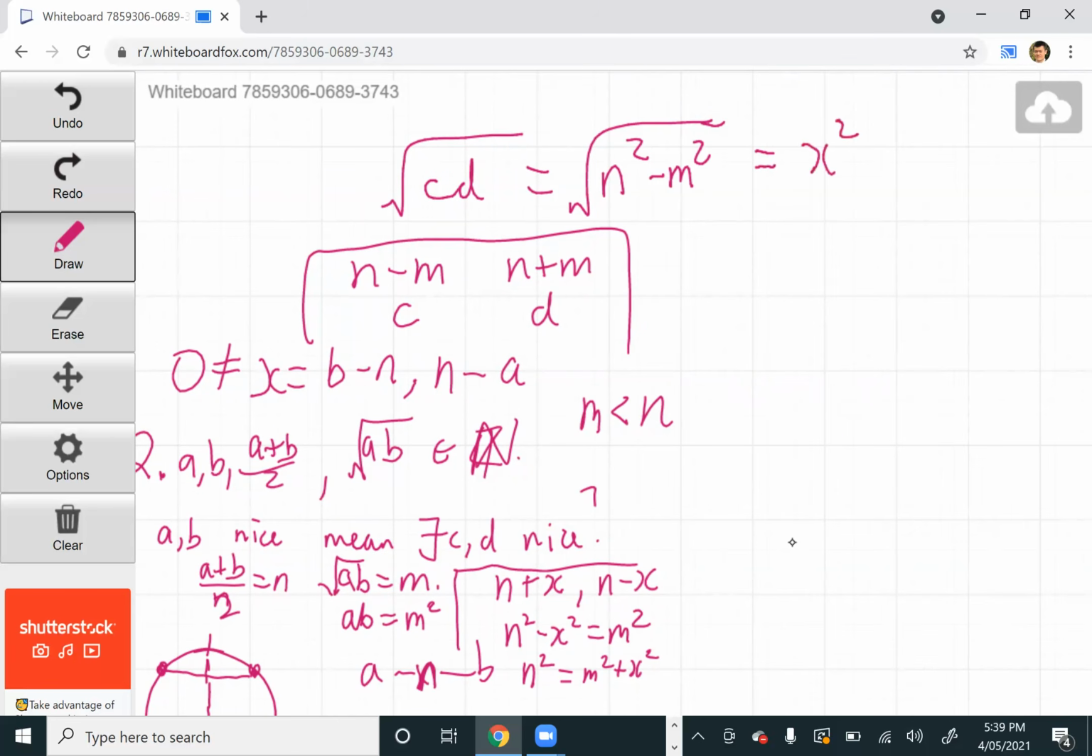Hold on. So wait. Okay, and then what? X is an integer. Why is x an integer? Because if x wasn't an integer, then n plus x and n minus x would not be integers. Whoa, no, where does x come from now? Does x just come from like a and b? Is this x?